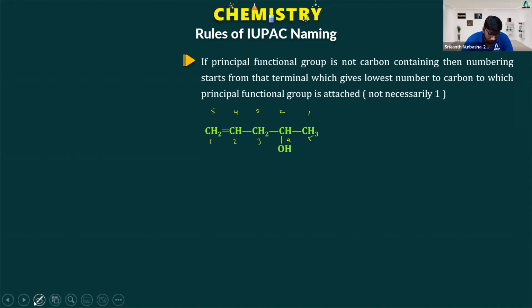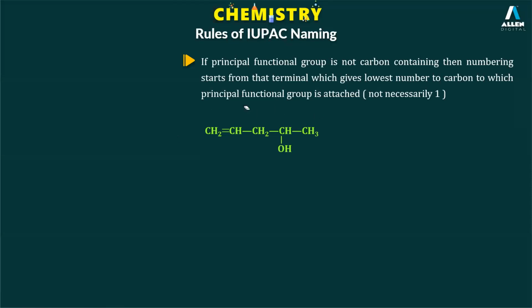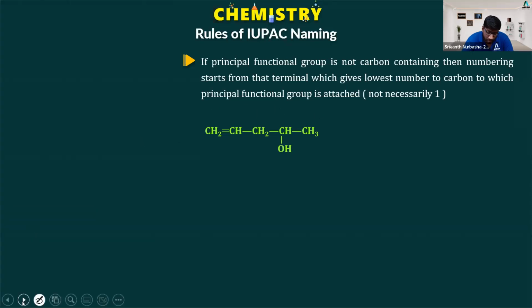The OH group should be having the second numbering, so that will be the correct way. You have to select the parent carbon chain which includes the maximum number of carbon atoms. Here all are in a straight chain, not an issue. And you have to give numbering in such a way that OH gets the lowest number. So 2 should be given to OH: 1, 2, 3, 4, 5. That is how you have to select.